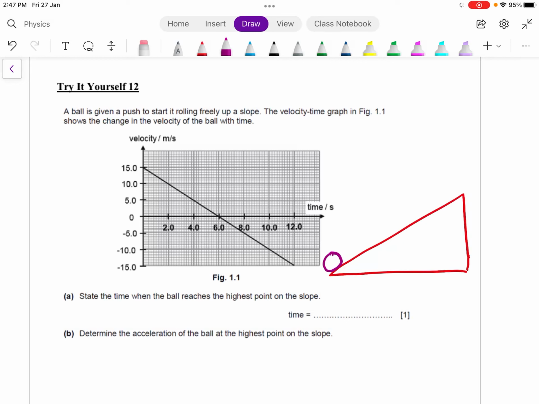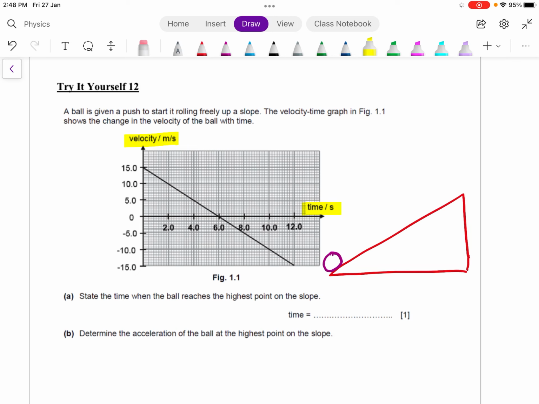Alright, so let's go through this trial of 12 where a ball is given a push to start it rolling freely up a slope. So the velocity time graph is as shown, which shows the change in velocity of the ball with time. Same thing, whenever we look at the graph, we look at the axis first. So one is velocity, one is time, right? Okay, so part A, state the time when the ball reaches the highest point on the slope.